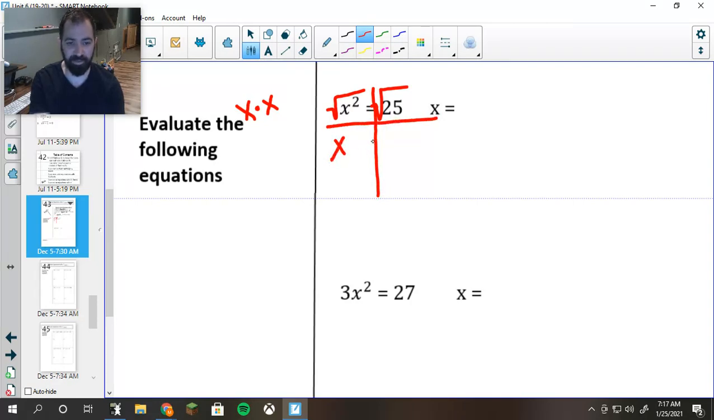And what's the square root of 25? Hopefully we know that one is 5. So x equals 5. Yes and no. Yes, x does equal 5. 5 times 5 is 25.